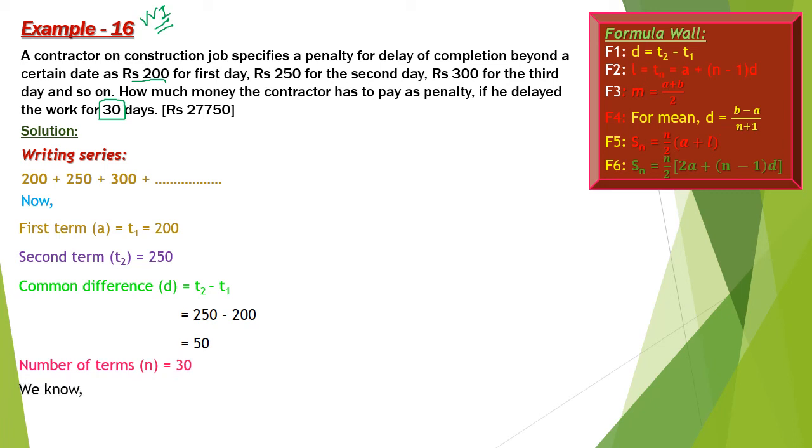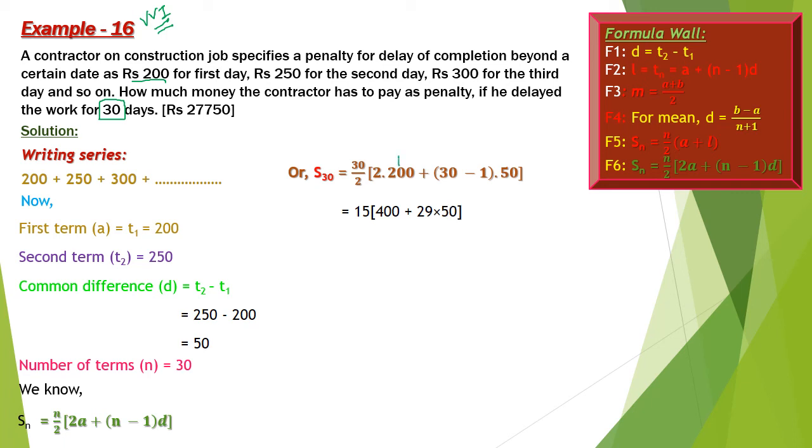We know Sn is equal to n by 2 into 2a plus n minus 1 into d. The question looks difficult, but you can see how easily we can do the solution. The values of n, a, and d are replaced here, so it is all a replacement process. We move quickly from there.